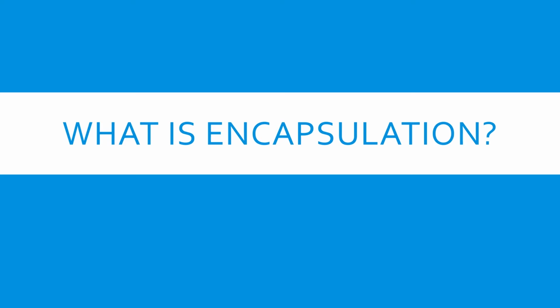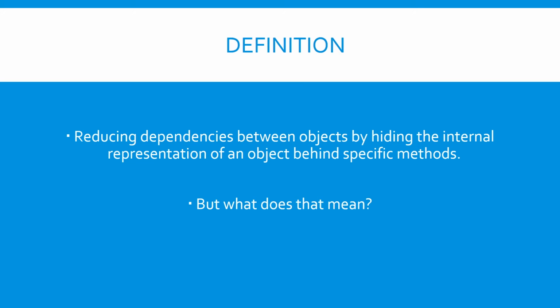Before we begin, we have to answer the simple question, what is encapsulation? Well, the definition of encapsulation is the act of reducing dependencies between objects by hiding the internal representation of an object behind specific methods. But what does that mean? Well, it's probably easier to explain using an example.